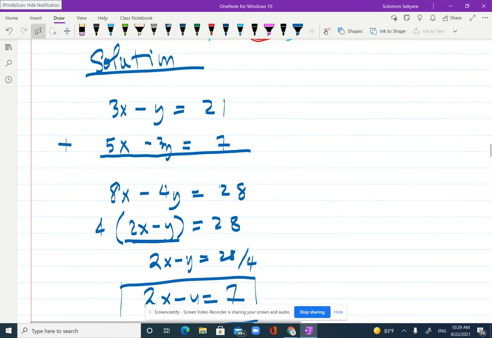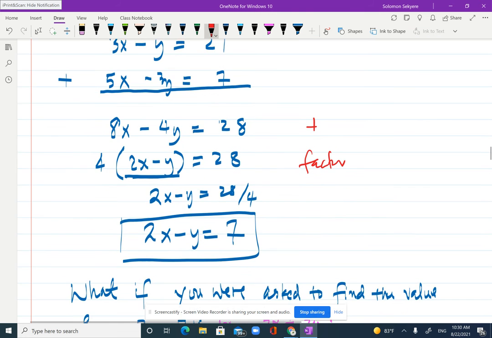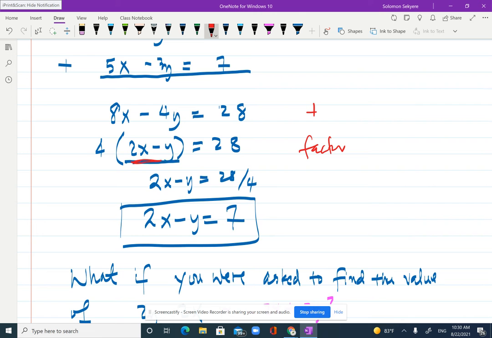Here we go. If we add, we have 8x minus 4y equals 28. If we factor out 4, see what I've been talking about? Think about adding or subtracting, and then factoring. We did the addition in this step, and then we factor here. Now this is 2x minus y, what you've been asked to find, and it's equal to 28 over 4.